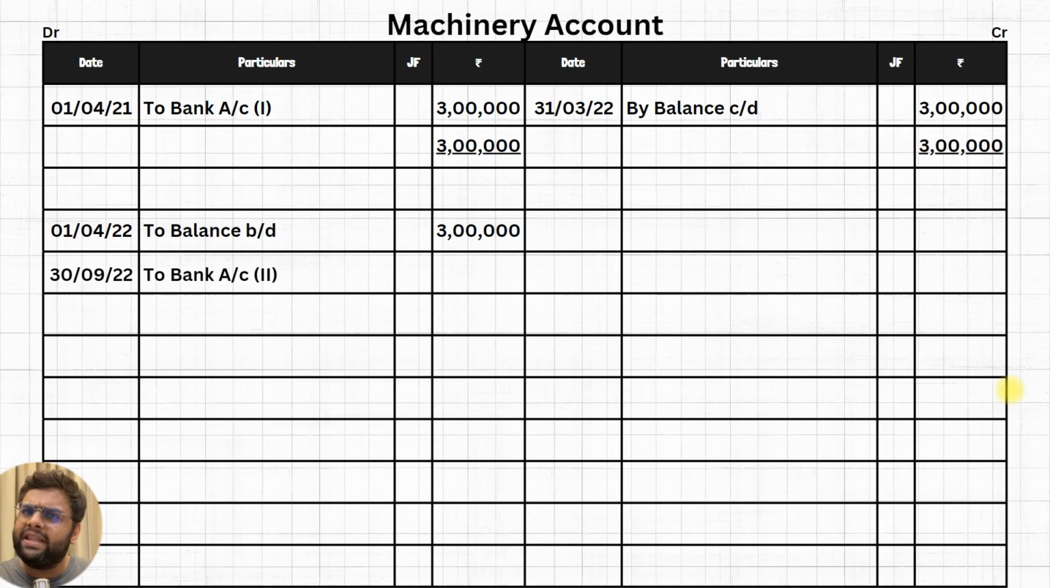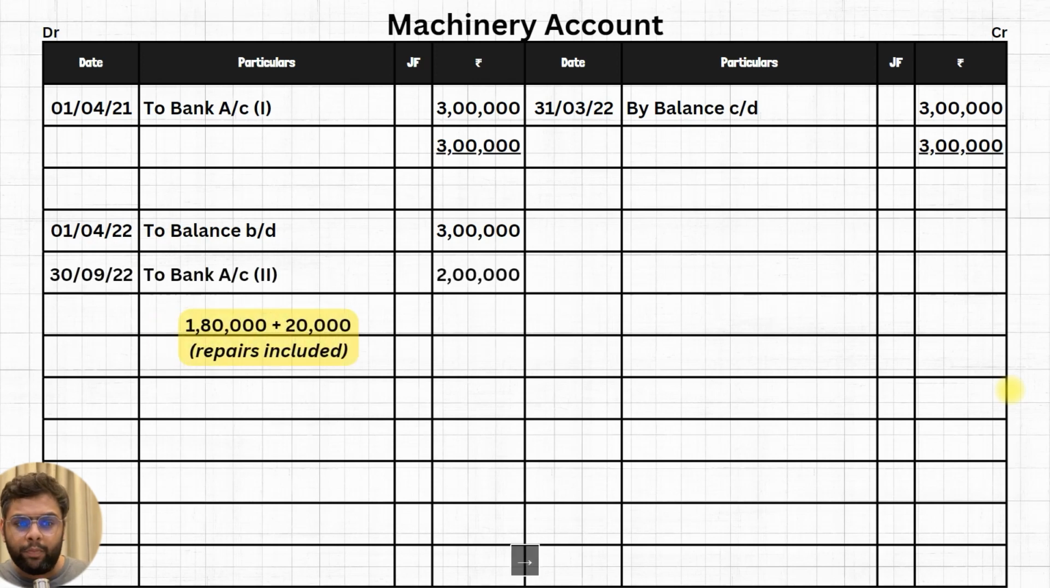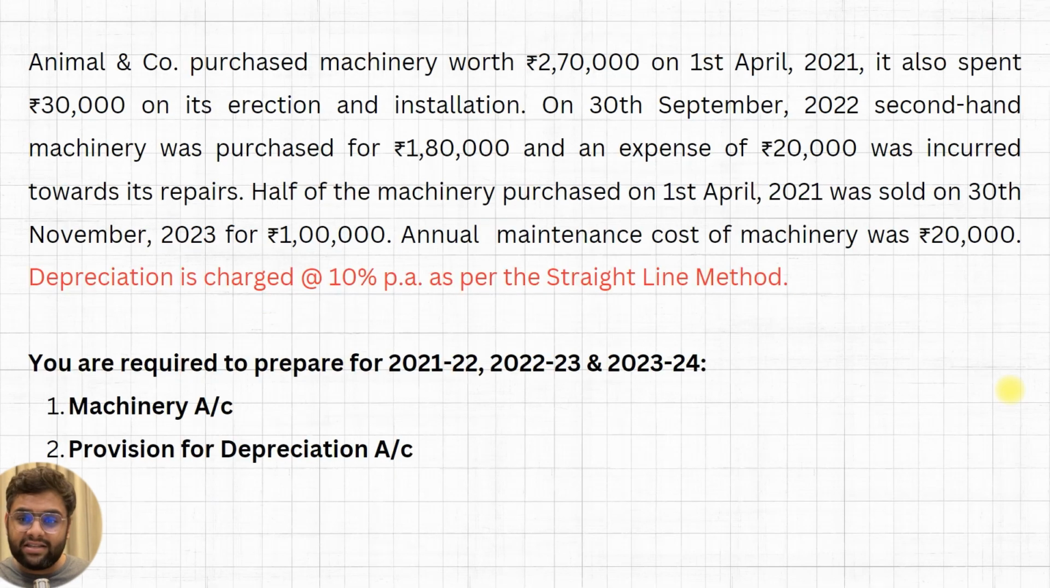But what will be the amount? The amount is going to be 1,80,000 plus 20,000, 2 lakh. Because you have bought second hand machinery, the repair cost will be added to it. Always remember this, right? So the total cost of machinery becomes 2 lakh. Then, no other transaction during the year. We will come directly to depreciation.